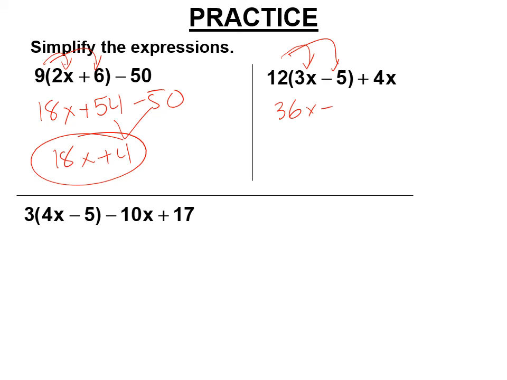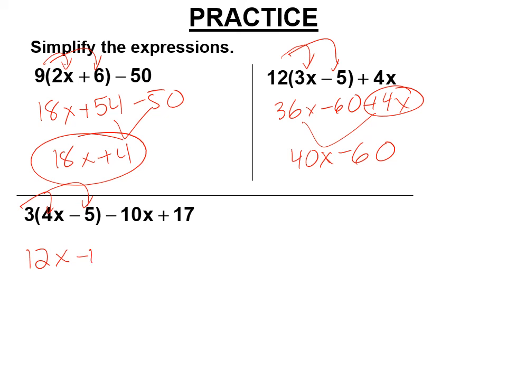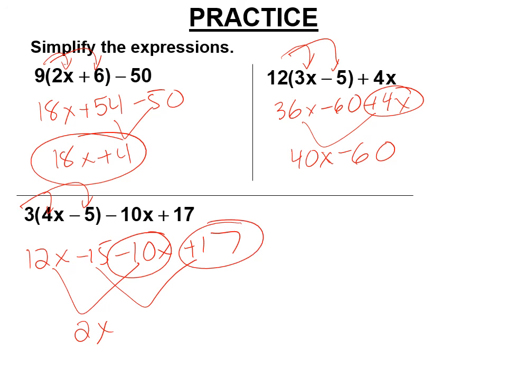36x minus 60 plus 4x. There's like terms. So we add 36x plus the 4x, because the plus goes with the 4x. 40x minus 60. Next, 12x minus 15 minus 10x plus 17. 12x minus 10x, 2x. Negative 15 plus 17, positive 2. 2x plus 2.